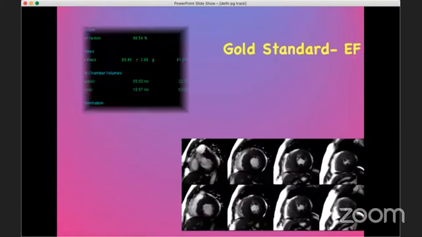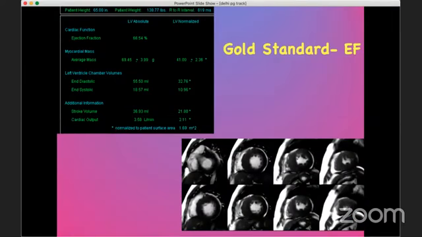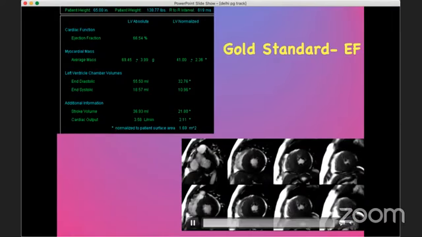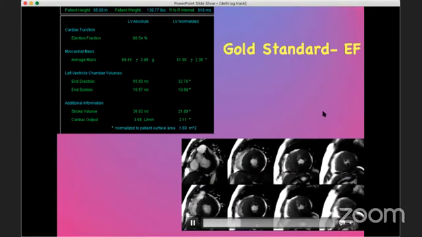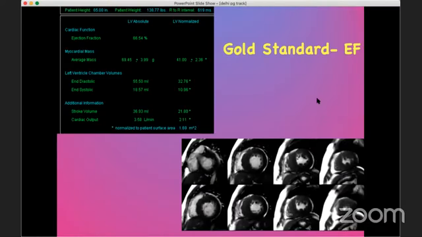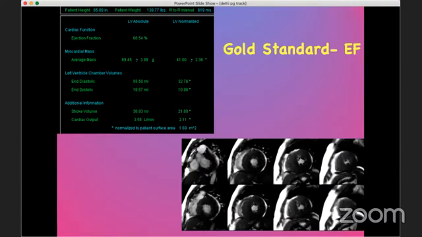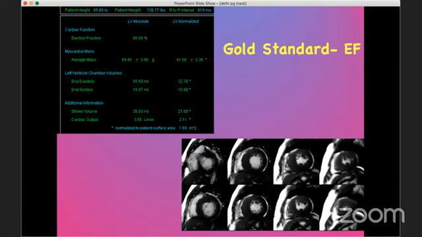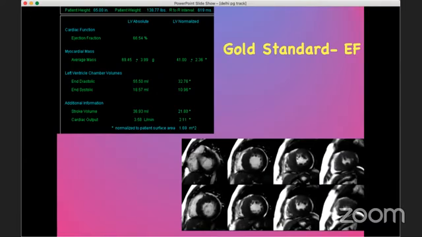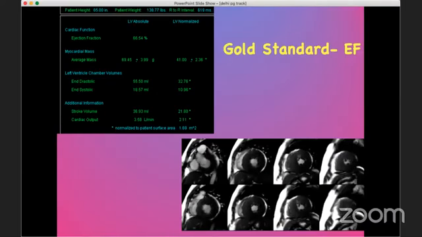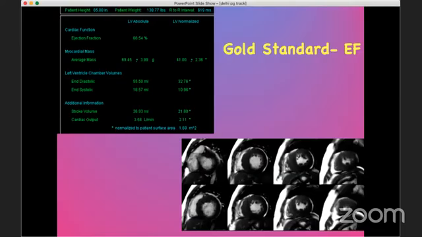Now, this is the data set, and I hope you can actually see the videos down below. It's a stack of 8. This is the standard stack that we take from base to apex. And this clearly gives you an idea as to how good the volumetric and the ejection fraction analysis of MRI is over and above the standard techniques like echo that we use.